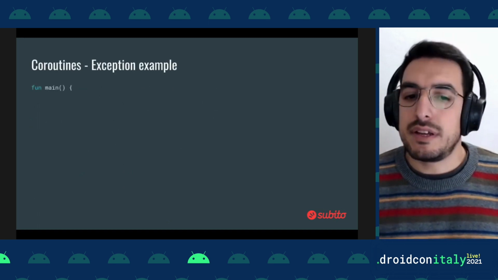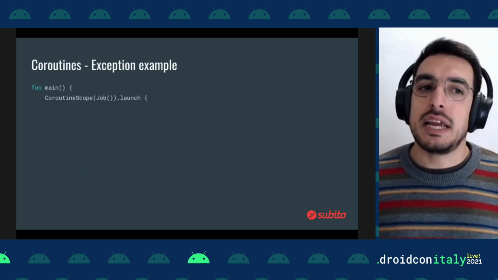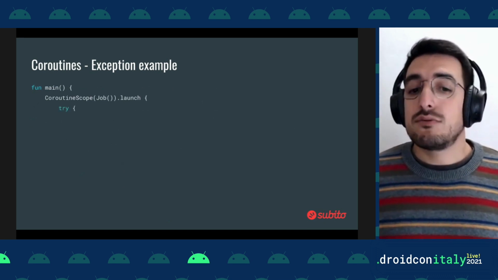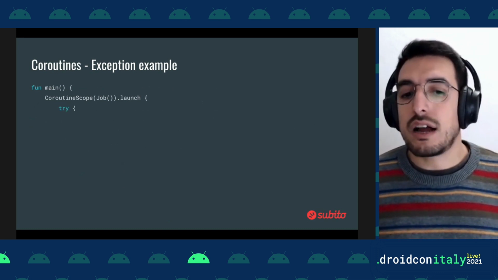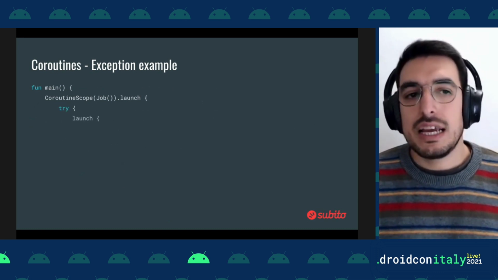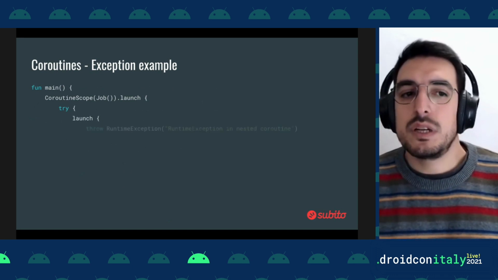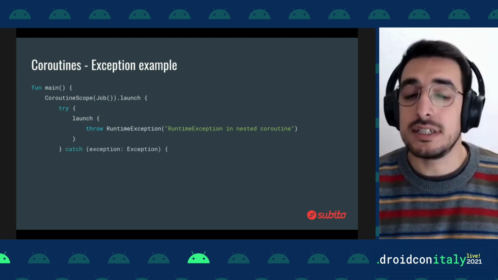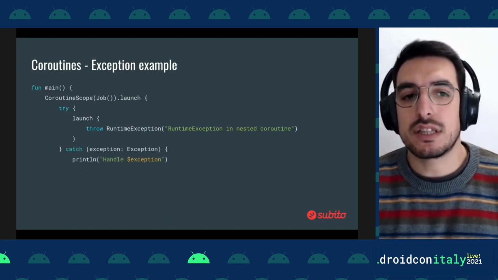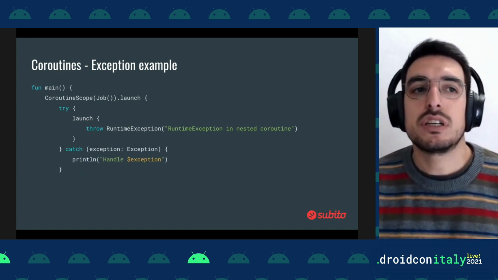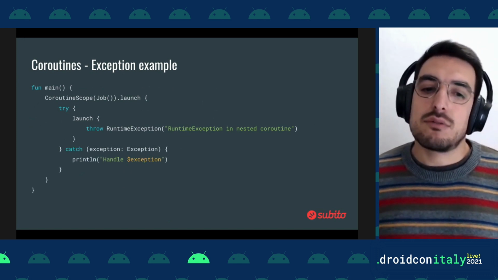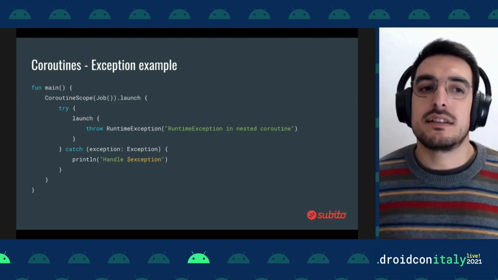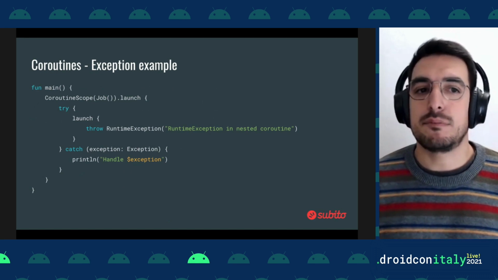Suppose we have the main function. Inside, we create a coroutine scope where we launch our coroutine. As we saw before, we do all the stuff inside the try-catch block. Inside the try-catch, we launch another coroutine that only throws an exception. We catch the exception and print some stuff. If you take a quick look at this piece of code, maybe you can think that the try-catch block will catch the exception.